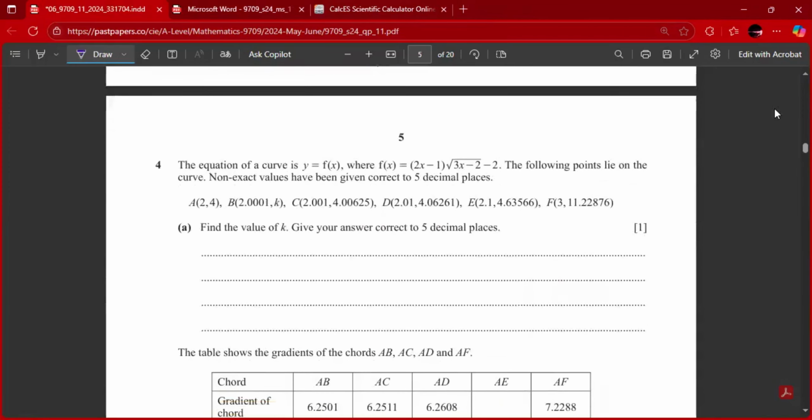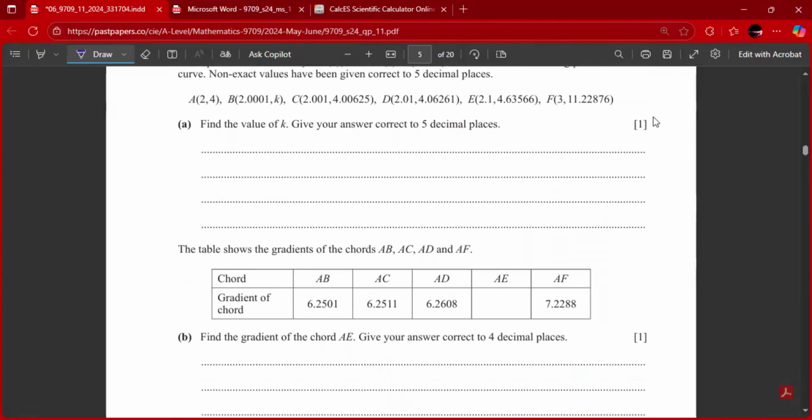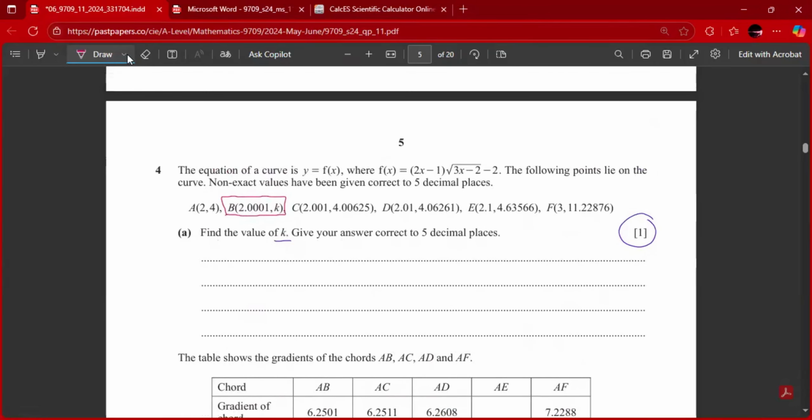That's all. Now we're on question number 4. The curve. 5 decimal places. Okay. 1 mark question. Find the value of k. Let me just highlight it so that I can see it. So what are we supposed to do? This is a 1 mark question, a quite easy question, and this is a calculator based question. You don't have to do anything else.